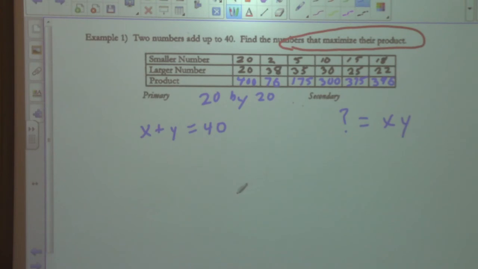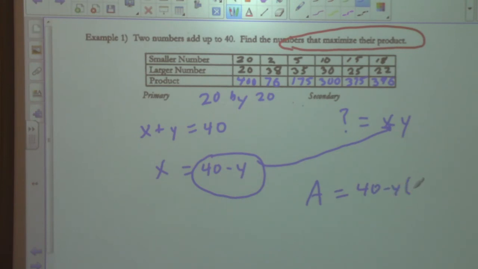How about x equals 40 minus y? And then we could plug that into here. We can plug that in for x. So we have our area, which is what we're trying to maximize, is equal to 40 minus y times y. Okay, what next?